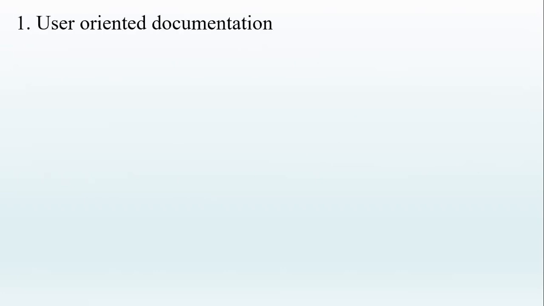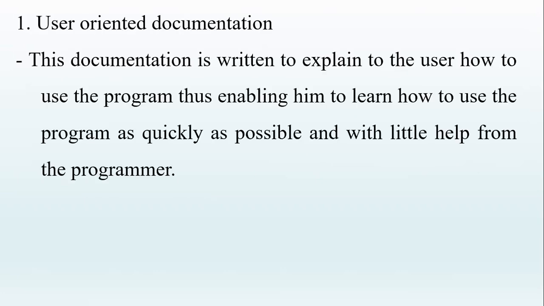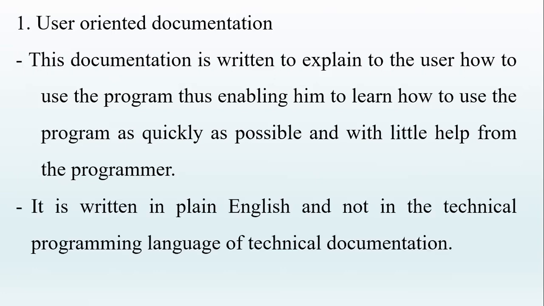What is user-oriented documentation? This is documentation which is written to explain to the user how to use the program, thus enabling him or her to be able to learn how to use the program as quickly as possible and with little help from the programmer. It is written in plain English and not in the technical programming language of technical documentation.